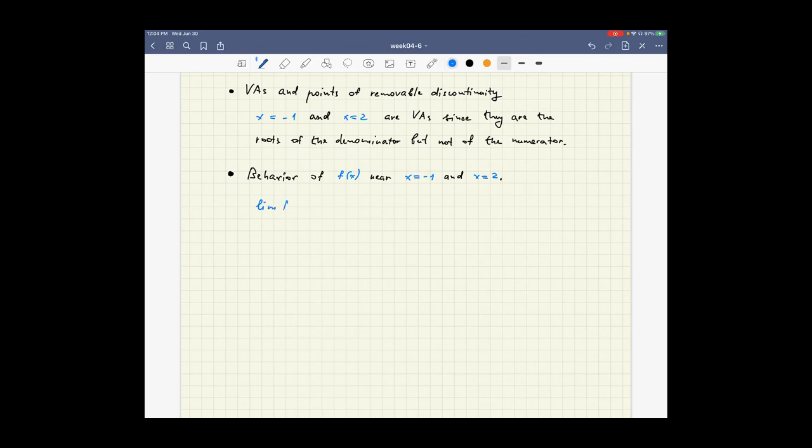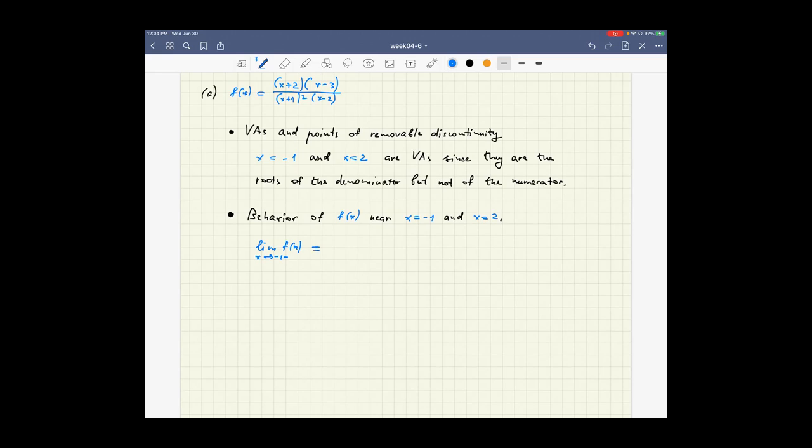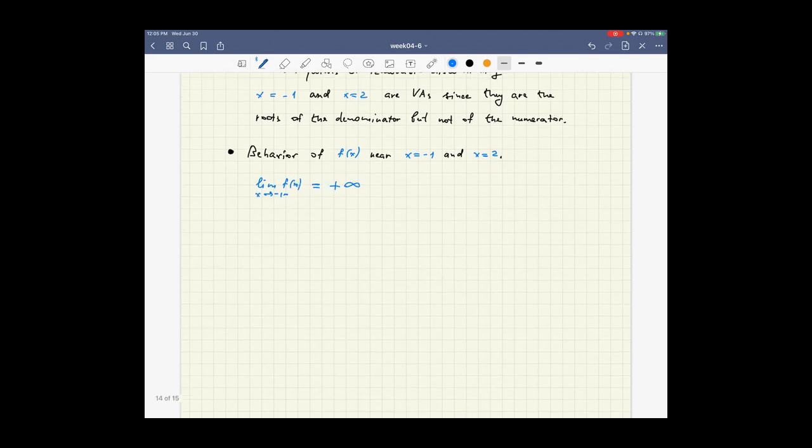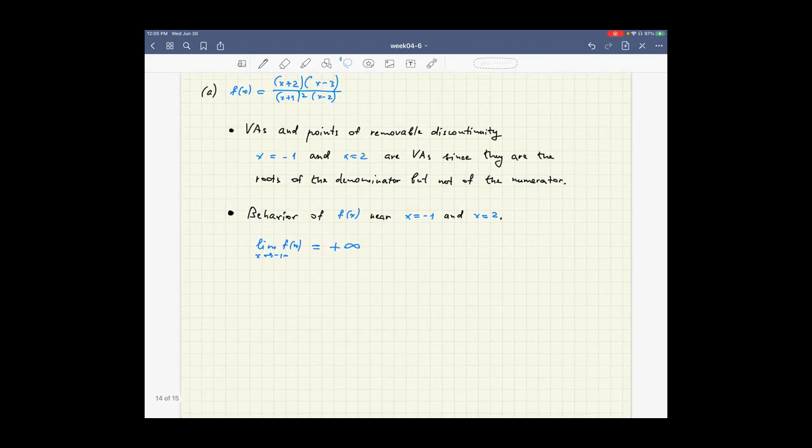All right, at -1, the limit from the left we know is infinity. The question is, what sign will that infinity have? When x is to the left of -1, x plus 2 is roughly 1, x minus 3 is roughly -4, x minus 2 is roughly -3, and this is always positive. So the whole fraction is positive. Now it's easy to see that the behavior from the right of -1 is the same. That is because x plus 1 is raised to an even power.